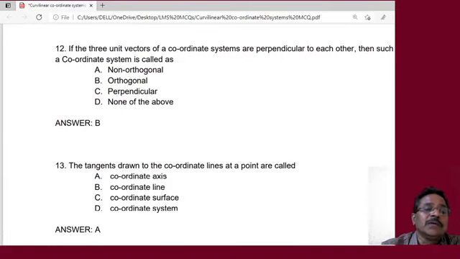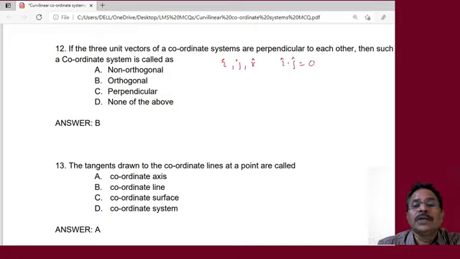Now question number 12. If the three unit vectors of a coordinate system are perpendicular to each other, then such a coordinate system is called as, just now we have drawn this diagram, we have shown this i cap, j cap as well as k cap. Take any of the products, i cap dot j cap is going to be 0, or j cap dot k cap is also going to be 0, or k cap dot i cap is also going to be 0. So this is what a Cartesian coordinate system is, where i cap, j cap, k cap are such that their dot product with the other vectors is always 0.